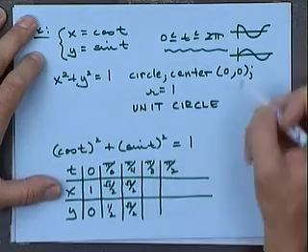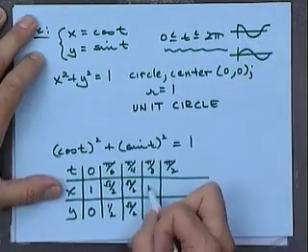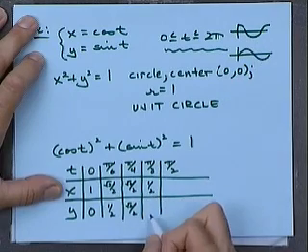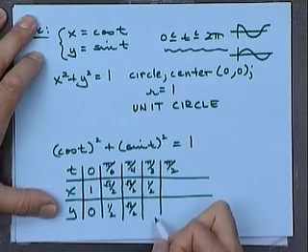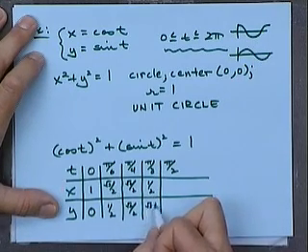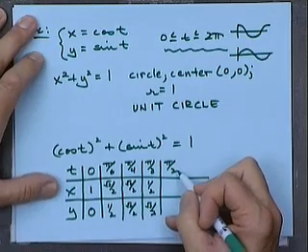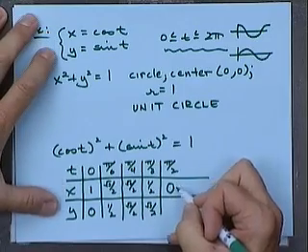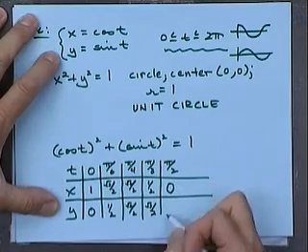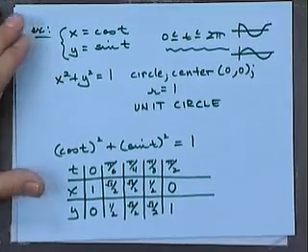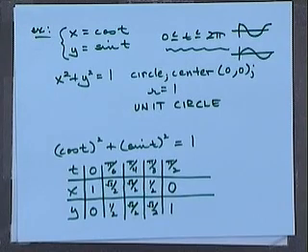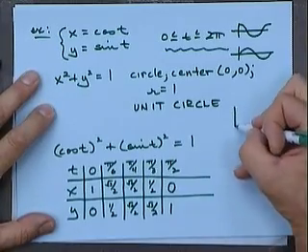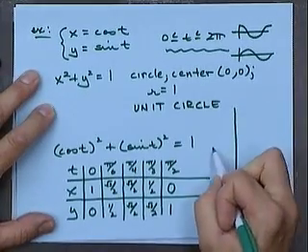Pi over 3. Cosine now is on its way down, 1/2. Sine is on its way up. And pi over 2, cosine of pi over 2 is 0, and sine of pi over 2 is 1. If we were to plot those points, you would see that these points do begin to create that unit circle. Let's see if we can get a real quick sketch here.